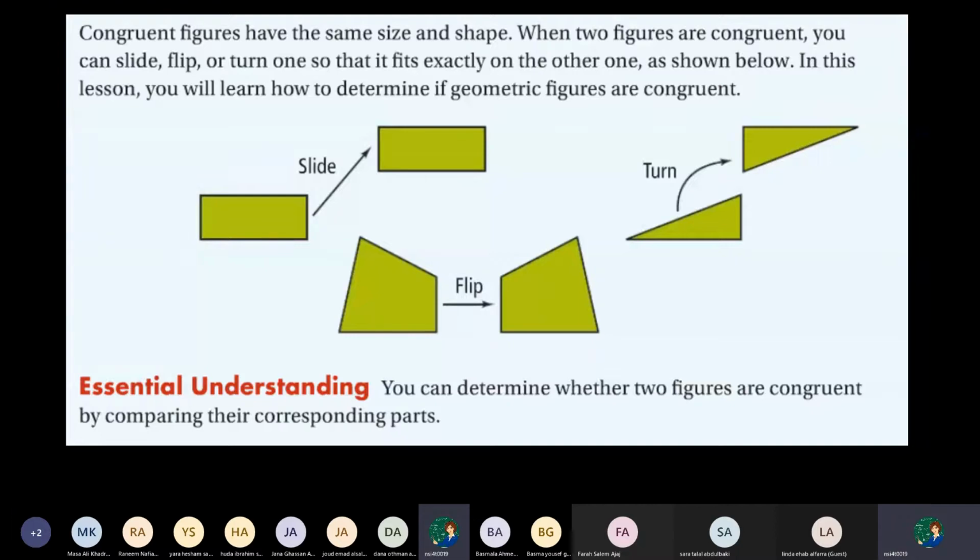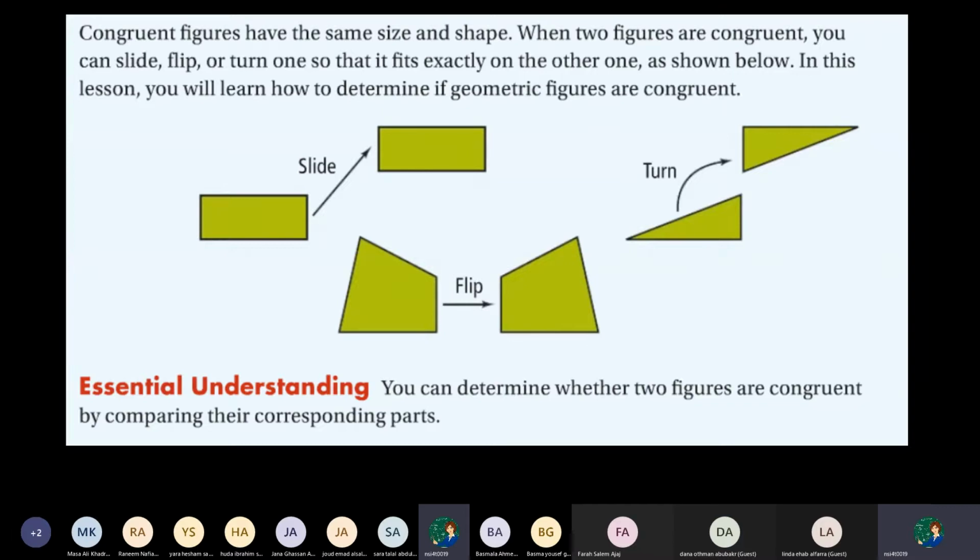So the congruent figures have the same size. If I'm asking you, what's the meaning of congruent figures? Equal shapes. Equal figures. They are the same in shape and size. Okay, they are the same in shape and size.